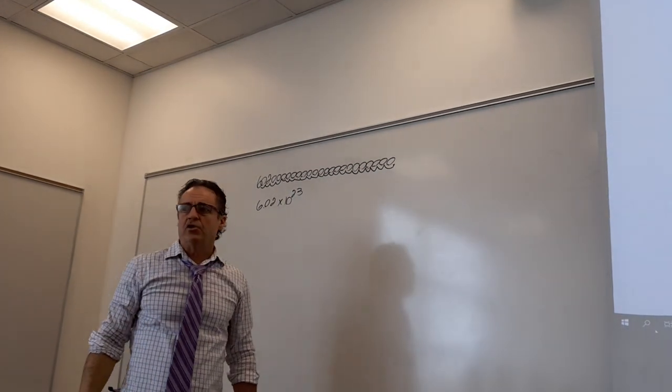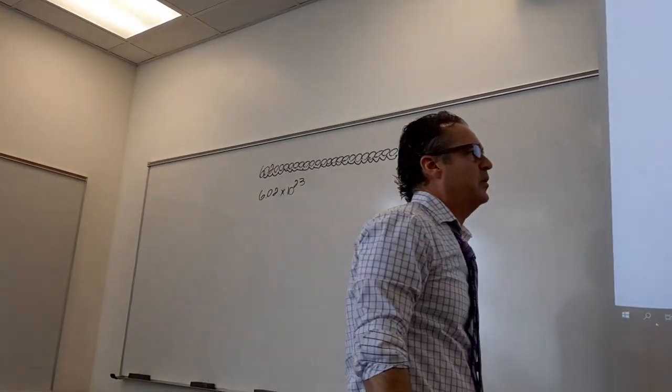It's 6.02 times 10 to the 23rd. That is the scientific notation of Avogadro's number, 6.02 times 10 to the 23rd. Some of you have that memorized.